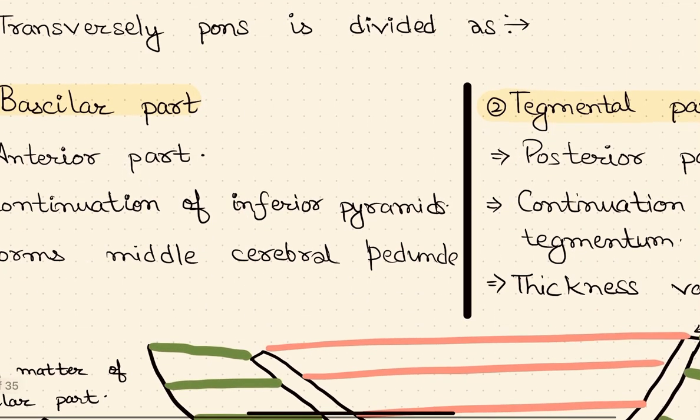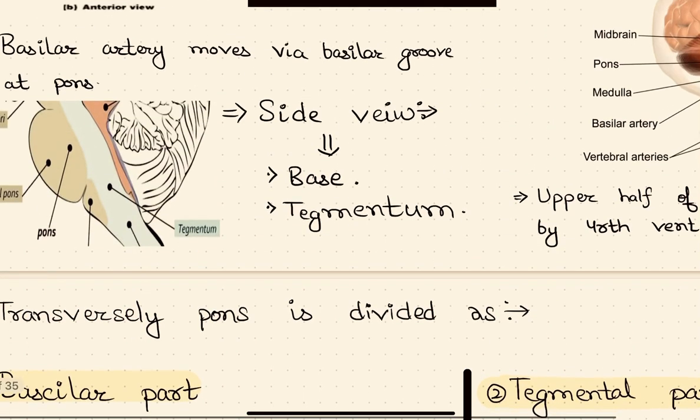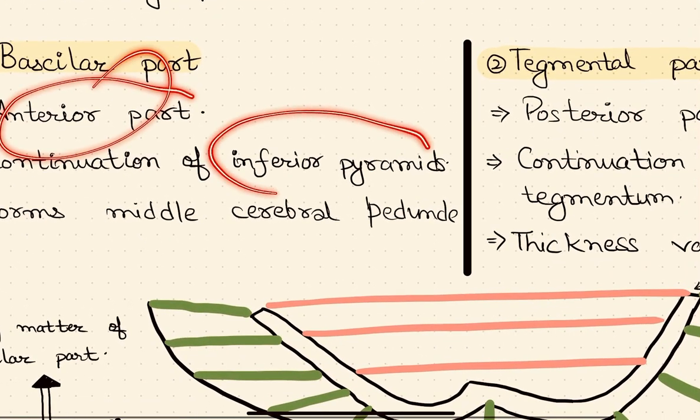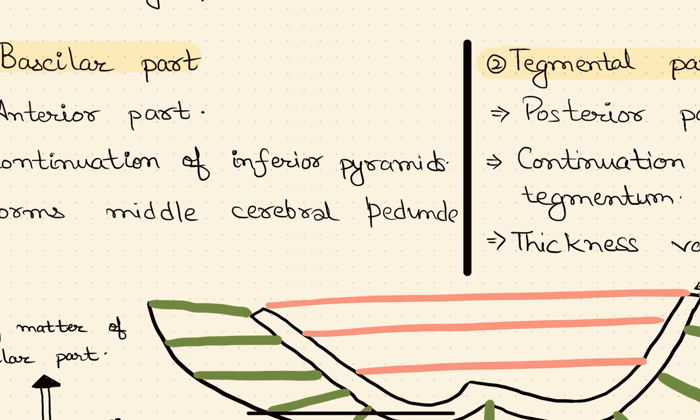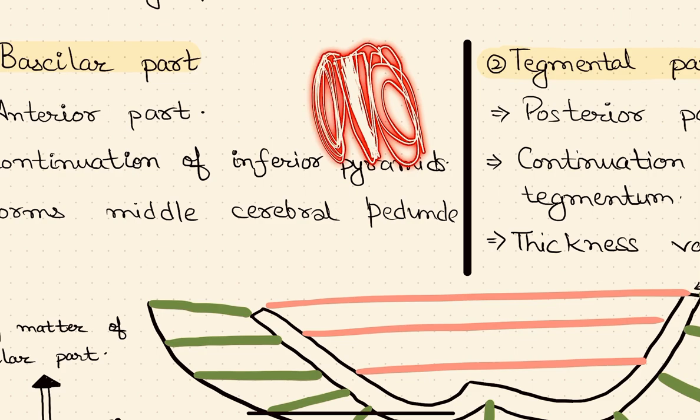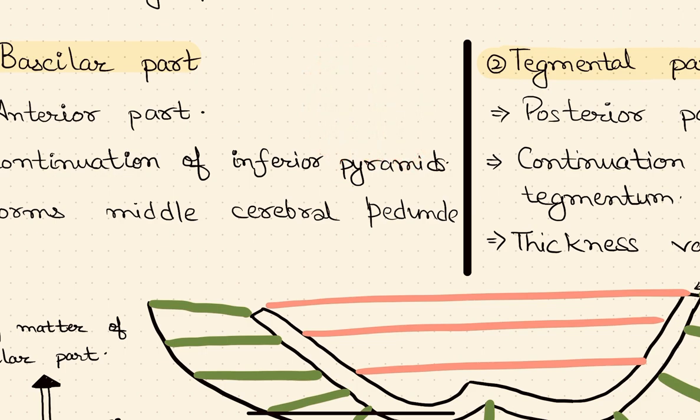Okay, so in a side view of the pons, you would find the basilar part, which is the anterior part, and it is a continuation of the inferior pyramids. Now you will ask what these inferior pyramids are. When we study the medulla, the medulla on its ventral side has the inferior median fissure. Lateral to this fissure there are elevated areas known as pyramids. So on the ventral surface we have the inferior pyramids, and this basilar part is nothing but the continuation of the inferior pyramids of the medulla oblongata.